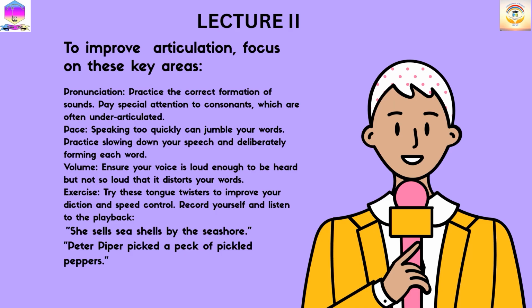The second key area is the pace. Speaking too quickly can jumble your words. So make sure that you are speaking at a comfortable speed so that you will not jumble or mumble your words. And the third area is the volume. Ensure your voice is loud enough to be heard, but not so loud that it distorts your words. Make sure that your voice is enough for the listener to understand.